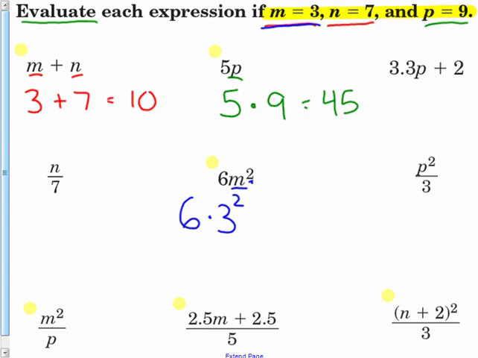If you remember, order of operations tells us that we do all exponents before multiplying. So before I do the 6 times 3, I have to first do the 3 squared. I know that 3 squared means 3 times 3, which is 9. So this becomes 6 times 9. And 6 times 9 is 54.